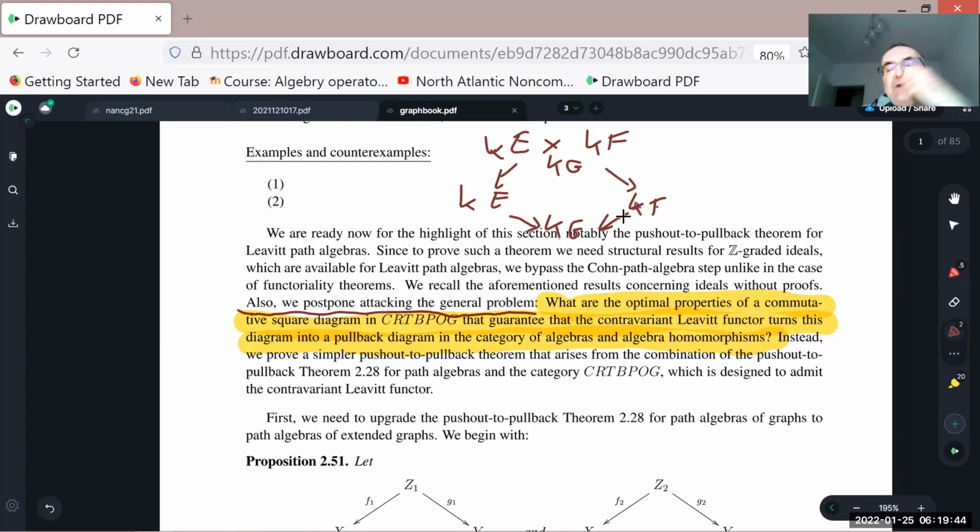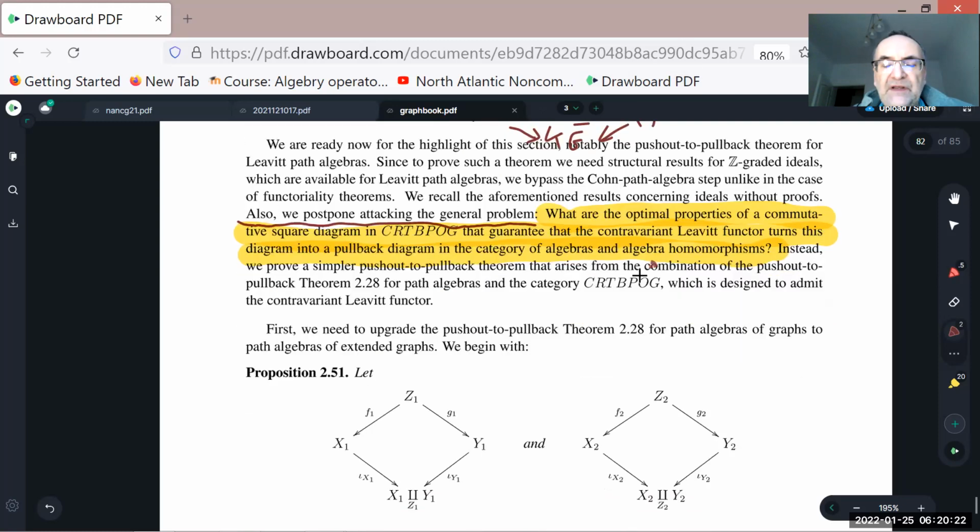Leavitt path algebras. But then, for starters, I need to upgrade this push-out to pullback theorem for path algebras of graphs to path algebras of extended graphs. Okay, because a Leavitt path algebra is not a quotient of the path algebra of a graph. It's a quotient of the path algebra of an extended graph. So first, I need to be able to have a theorem where these graphs are replaced by extended graphs, and see what conditions we have then. Okay. But before we do it, we need to look at a very simple, trivial proposition, if you want.